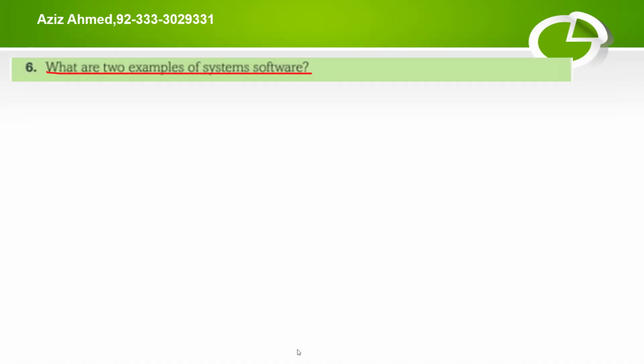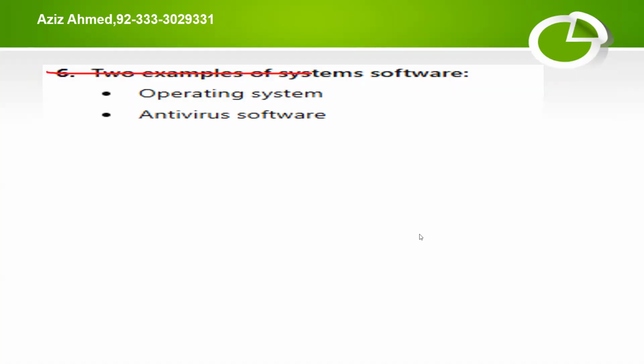OS means operating system. Operating system and antivirus. Utility software is also system software, but you should give two examples of system software. Antivirus is an example of utility software.